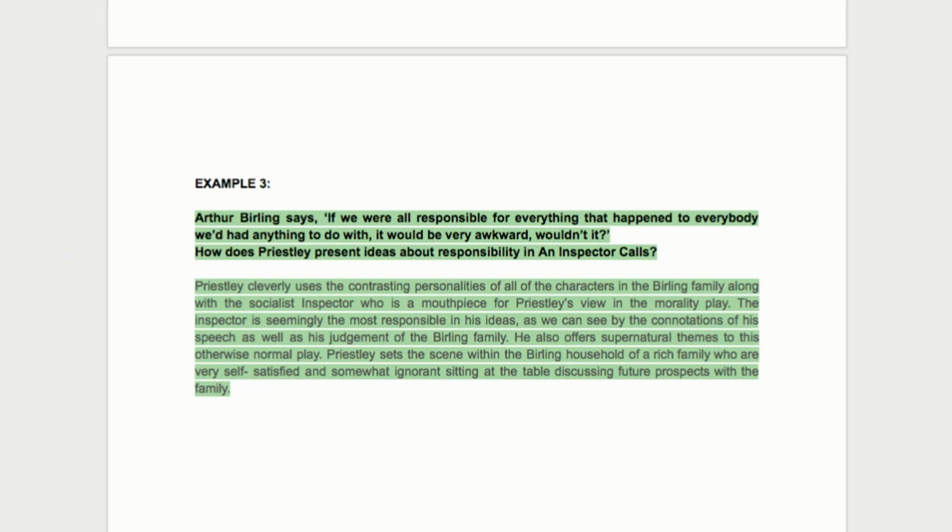So example 3. Arthur Birling, who's one of the main characters, says, "If we were all responsible for everything that happened to everybody we had anything to do with, it would be very awkward, wouldn't it?" How does Priestley present ideas about responsibility in An Inspector Calls? So quite a tough question, quite a lot to it. I want you to think about how you'd answer that now and how you'd frame your introduction if you were writing this question.